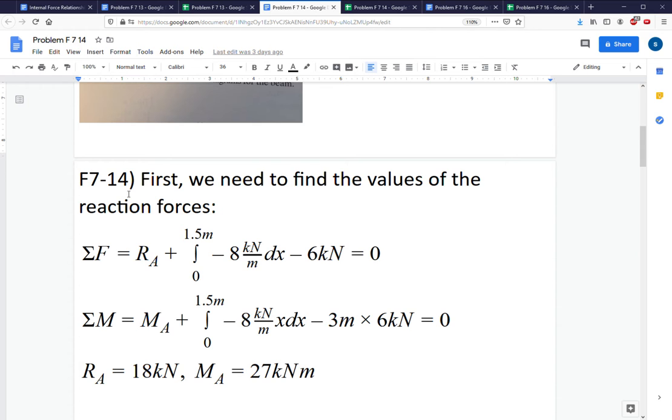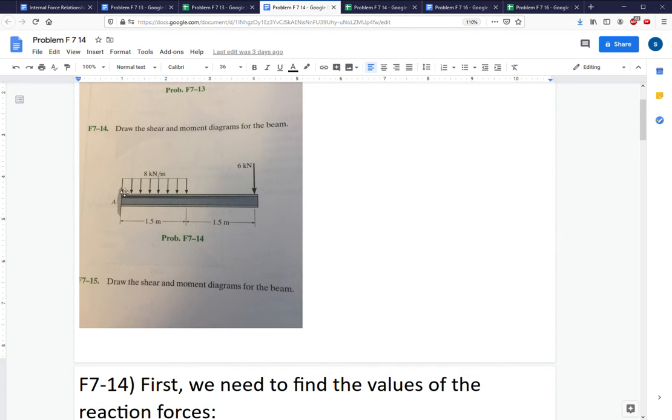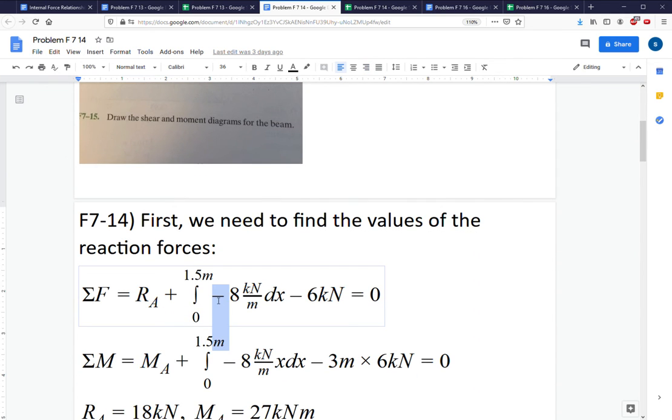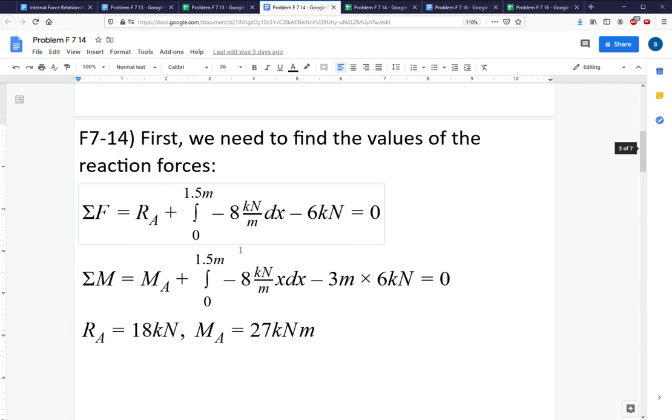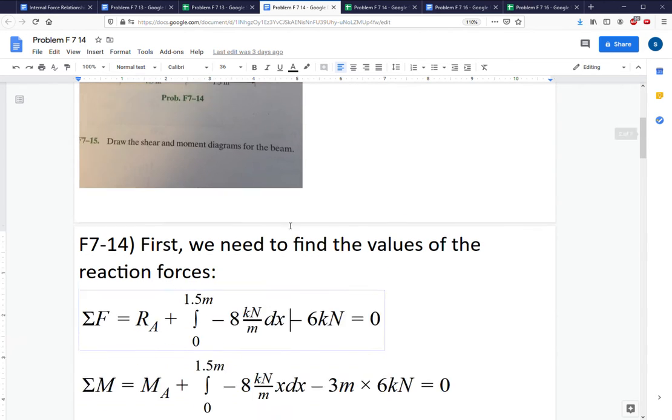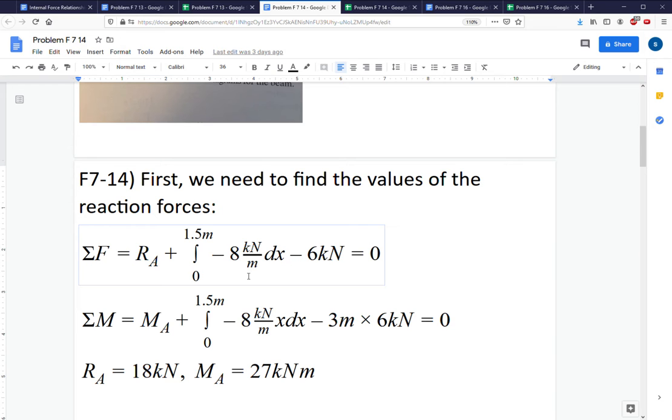I am going to say that the sum of forces is the reaction at A minus this force, or plus this and have the negative here, plus the integral from 0 to 1.5 meters of this w function, and then minus 6 kilonewtons equals 0.